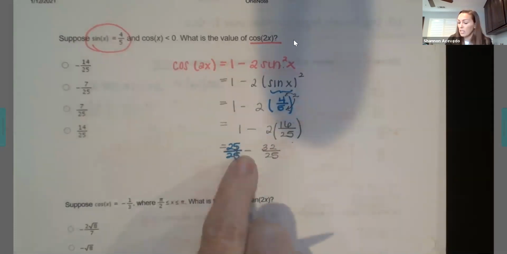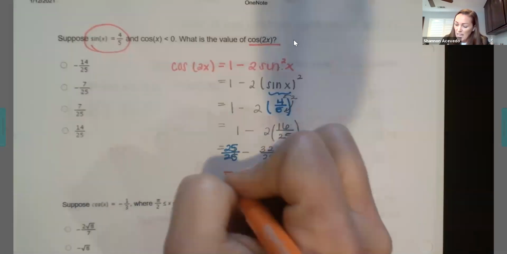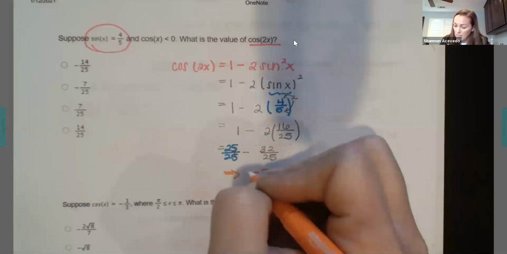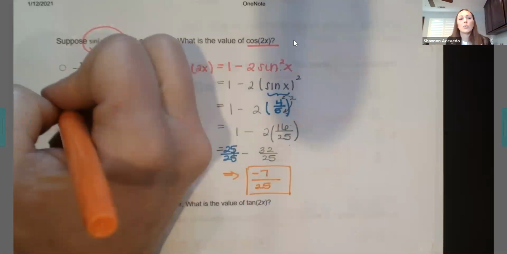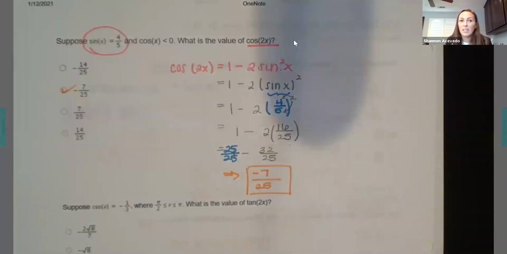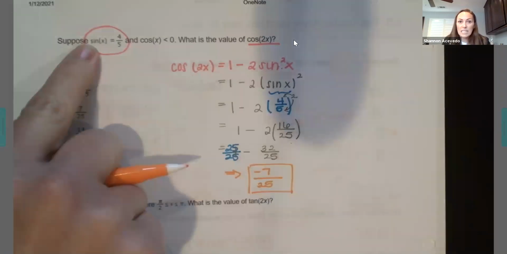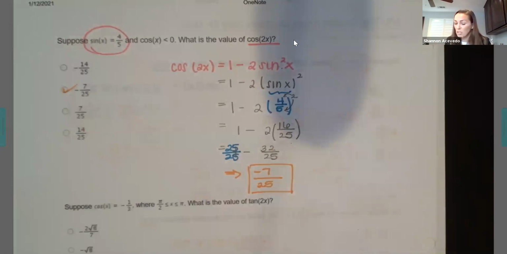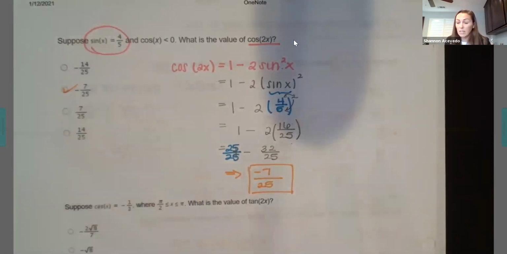25 minus 32 is going to give me my -7 all over 25, and this is the answer we're looking for. So I go here, -7 25ths. Done. So again, I chose this equation because I was given sine. It was the easiest one to work with. Doesn't mean you have to choose that. You could have gone ahead and solved for cosine, drawing your triangle and evaluating it.